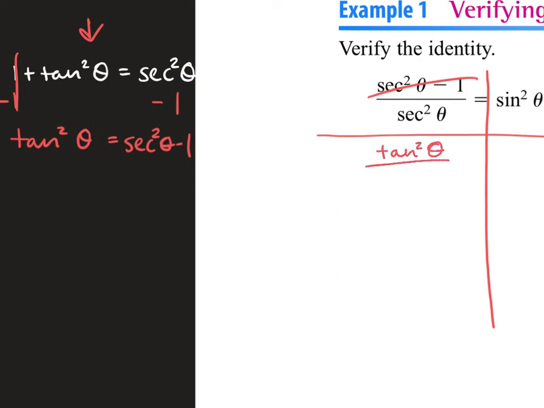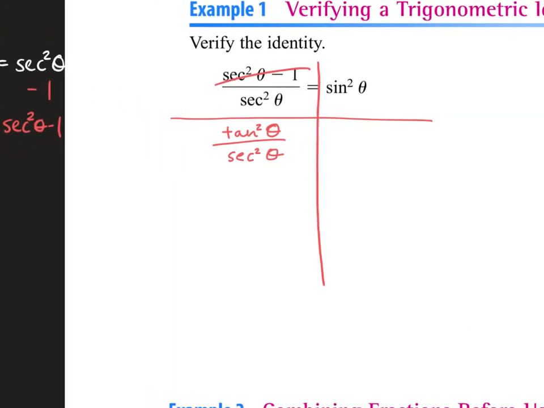So now we have tangent squared theta over secant squared theta. If we want to, we can write sine squared every step of the way here, but we don't have to. We're just leaving that for last. We want to change our left side to look like a sine squared, so we don't have to write it each step. Once we get sine squared down here, we can check that sine squared is equal to sine squared. They're the same. So you don't have to write it every step of the way.